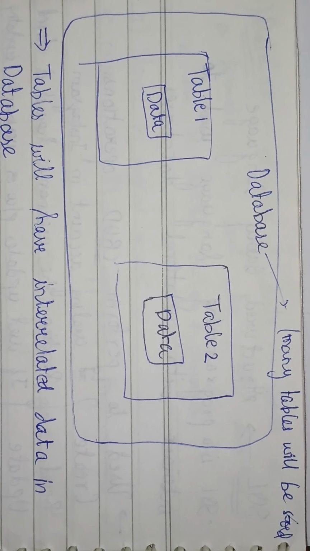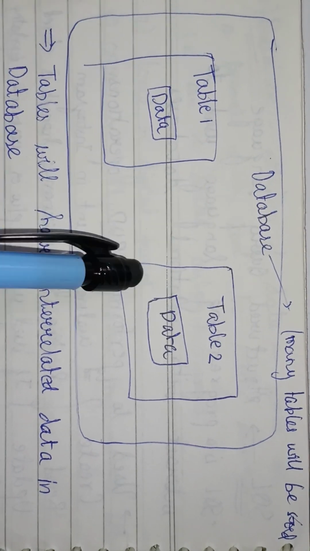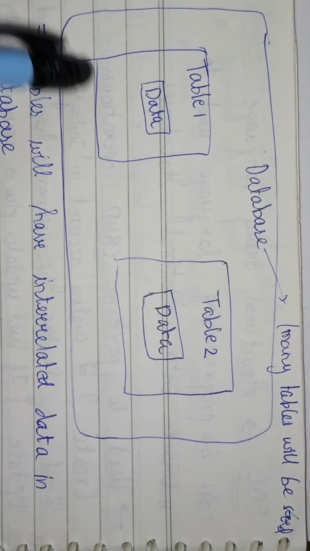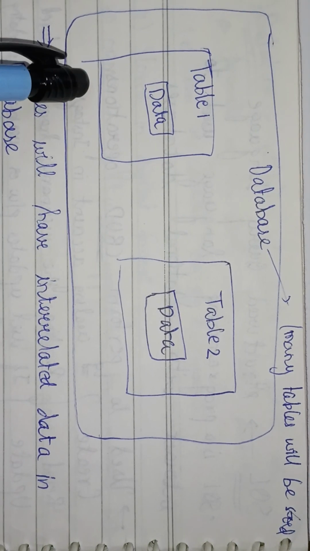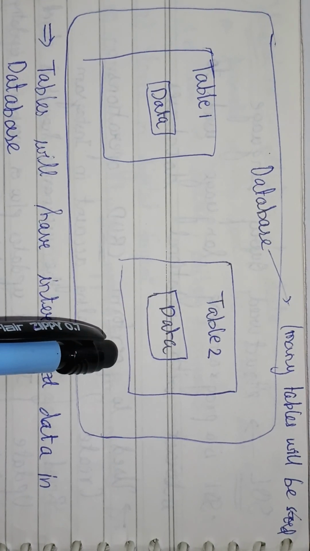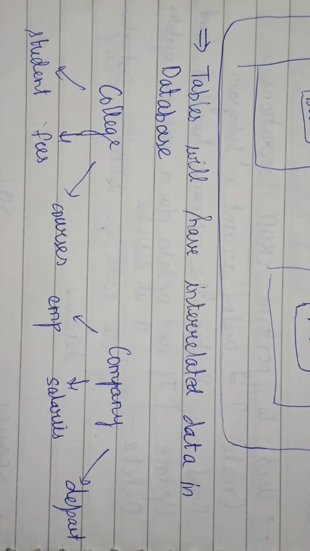Next, let us come to this. You will have a database. In a database, many tables will be stored, N number of tables. For suppose, let us take you have two tables. Table 1 has some data and table 2 has some data. Tables will always have interrelated data in a database.